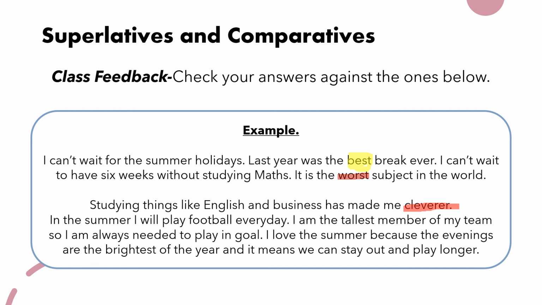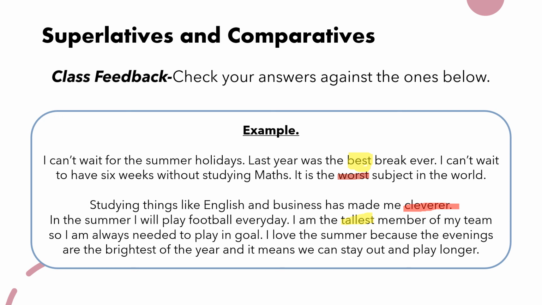In the summer, I will play football every day. I am the tallest member of my team. So think about that there. The tallest means it must be the highest extent, so therefore it would be the superlative as well. So tallest would be highlighted in yellow. I am the tallest member of my team, so I'm always needed to play in goal.